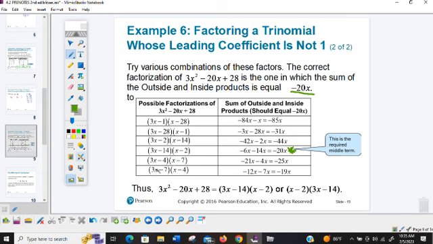And you can see they checked both of these. This one is negative 25x. This one is negative 19x. So the one that gave us that negative 20x in the middle right here would be this one. And that can be written as 3x minus 14 times x minus 2, or x minus 2 times 3x minus 14.